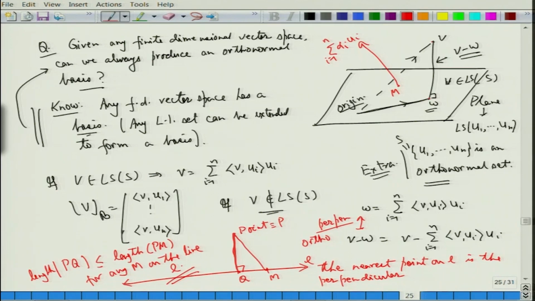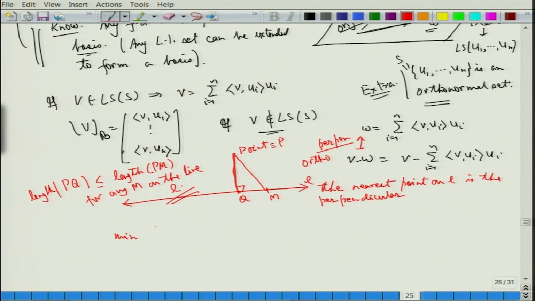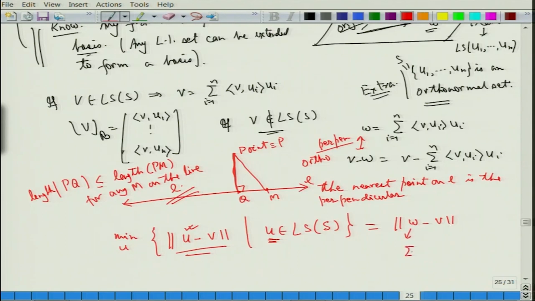So what we are saying, in another language, is: look at the minimum over all u, define it nicely, of the length of u minus v, such that u belongs to the span of S. The minimum is over all u, and this minimum, which is a number, is attained for w, which is nothing but the summation i equals 1 to n of <v, u_i> u_i. The minimum is attained by w.